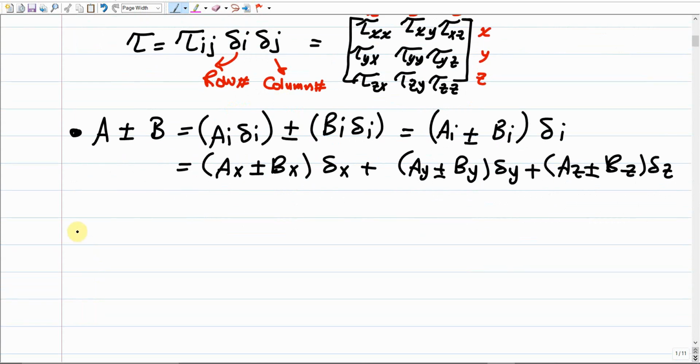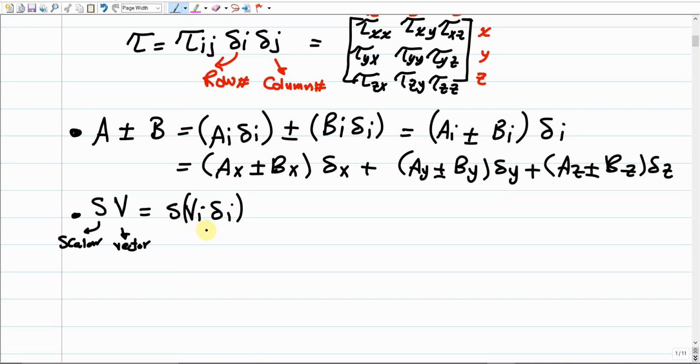Make sense? Now the multiplication of a scalar with a vector. Let us assume that we have a scalar quantity S times V, where V is a vector. This is a scalar and this is a vector. So the multiplication of a scalar times a vector is very simple. You just multiply by the scalar. We have S V_i delta_i, this is the expanded form.